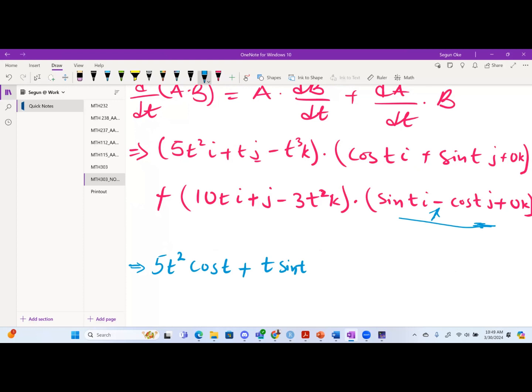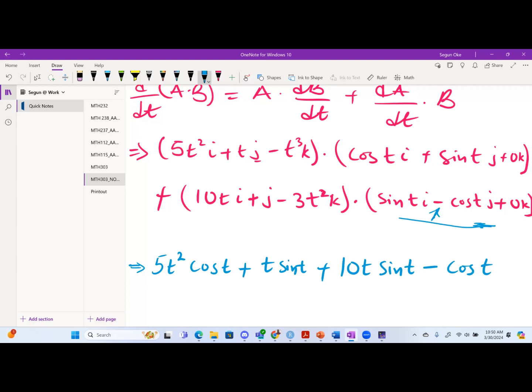Any question? Then plus 10t sine t minus cos t. Everything will be what?